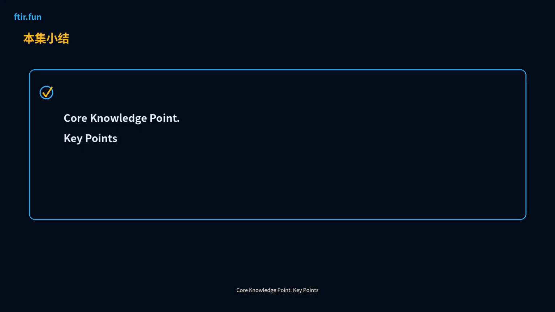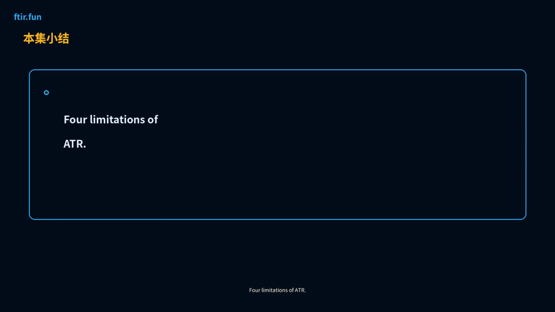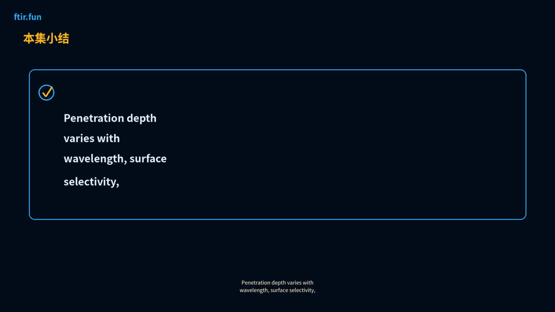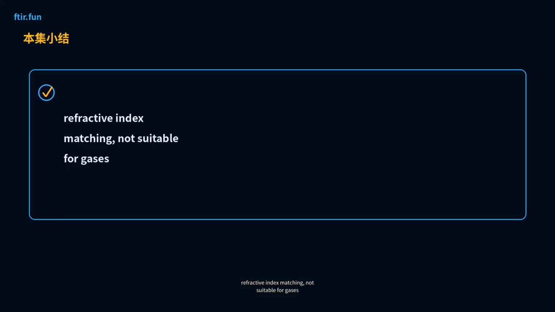Core knowledge points. Key points. Physical difference: transmission has controllable path length; in ATR, path length varies with wavelength. Five advantages of ATR: no sample preparation, non-destructive, surface selectivity, aqueous samples possible, simple operation. Four limitations of ATR: penetration depth varies with wavelength, surface selectivity, refractive index matching, not suitable for gases.